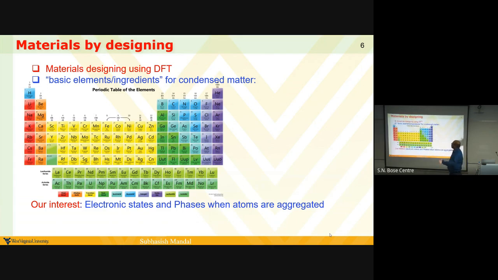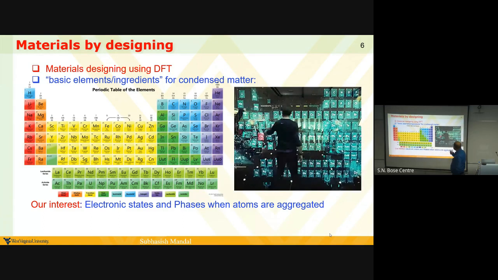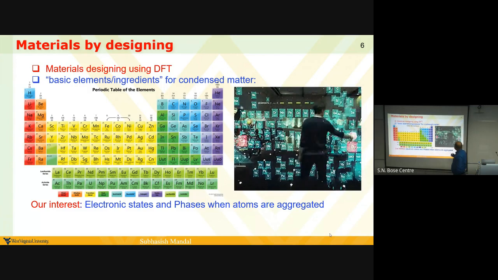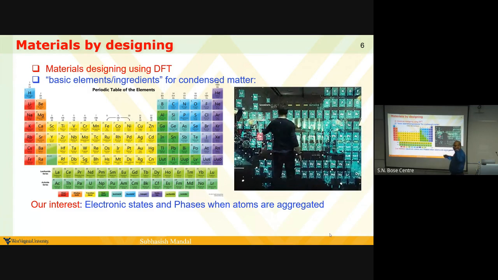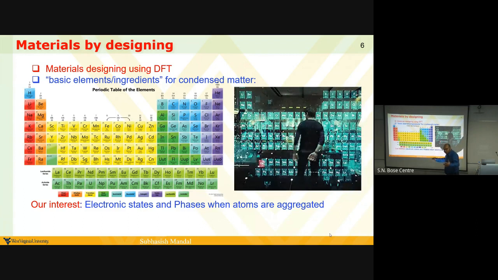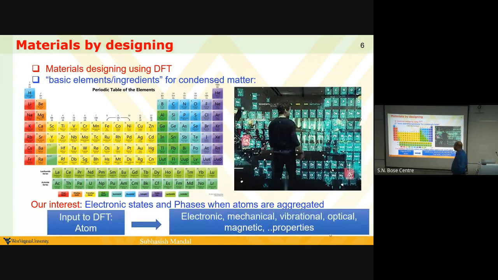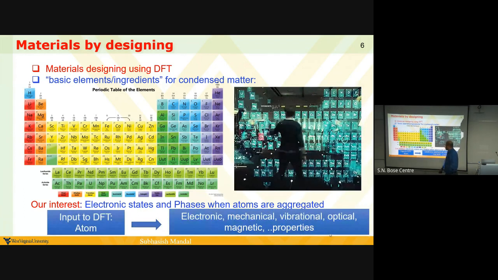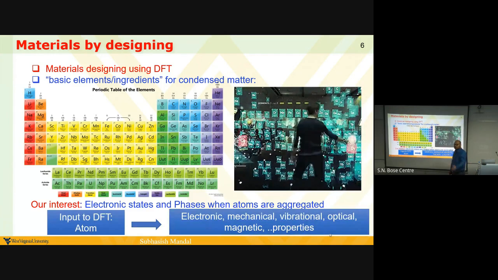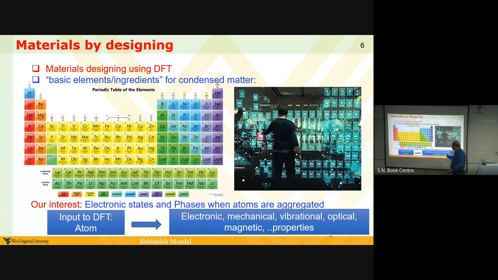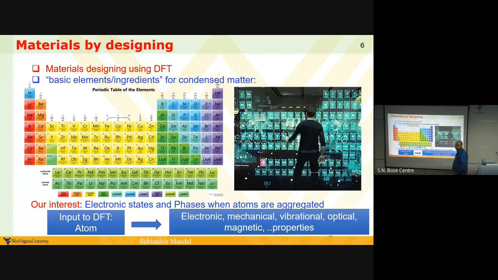why does materials designing work? Because the basic ingredients are all hidden in our periodic table. Our interest is in those elements aggregating together and forming a phase. And if you remember one of the Marvel movies, the hero is actually picking up elements from the periodic table and making his own material. Okay. So the basic input for a DFT calculation is which atom you want to work on, and then I can give you all these sorts of exciting properties.